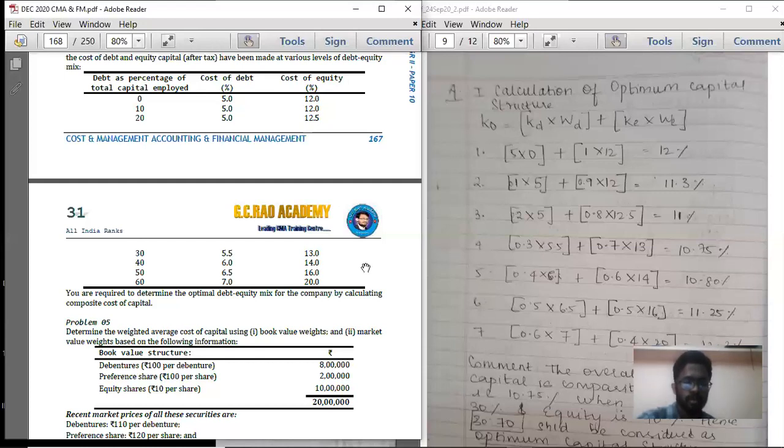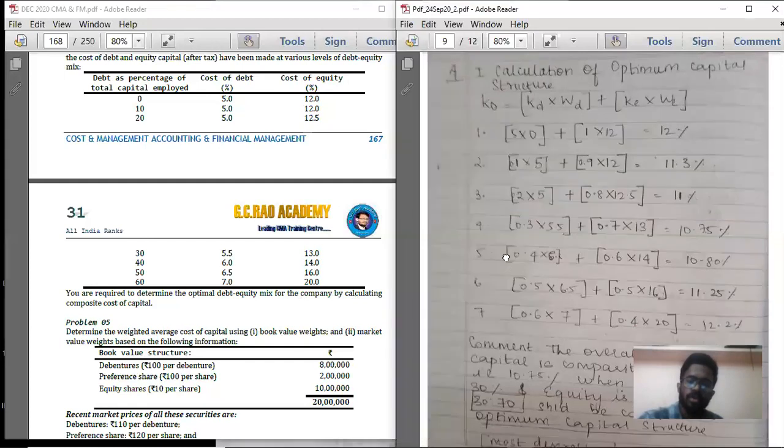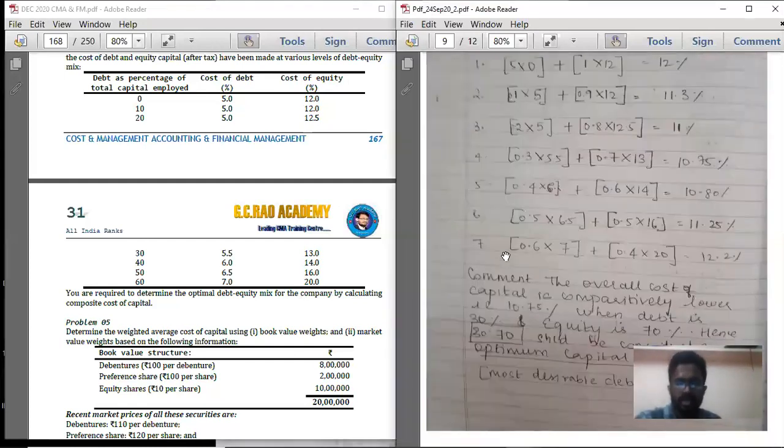Now below that, the last situation, that is situation number 7. 60 is to 40. That is, the weight of debt is 0.6 and the weight of equity is 0.4. Now take down, open a bracket, point number 7: 0.6 into 7 plus 0.4 into 20. So now calculate this. You are getting 12.2. So under situation 7, the overall cost of capital is 12.2%.